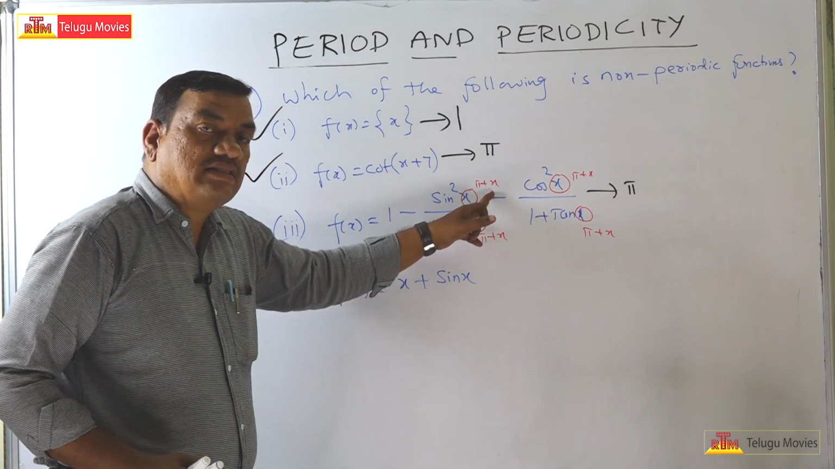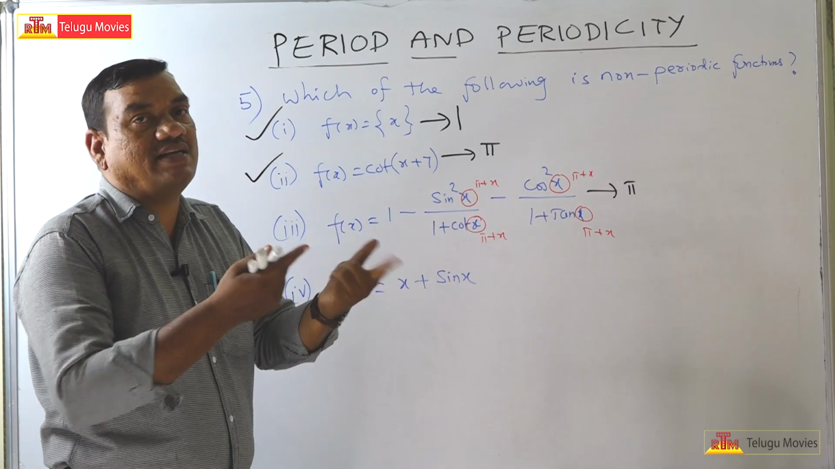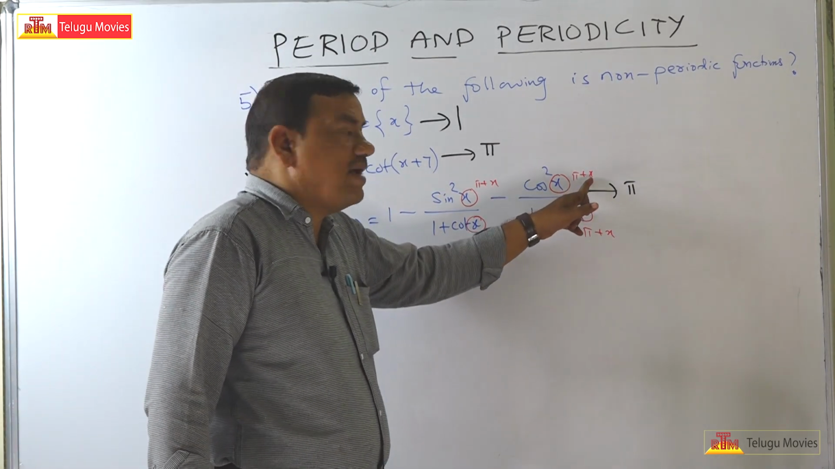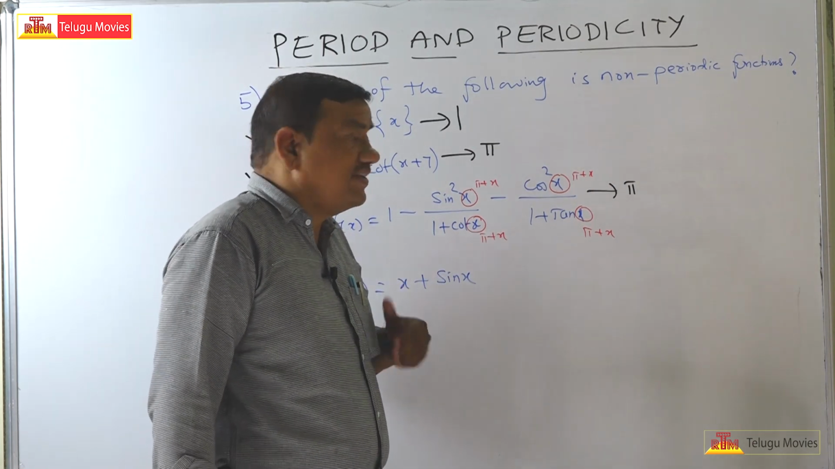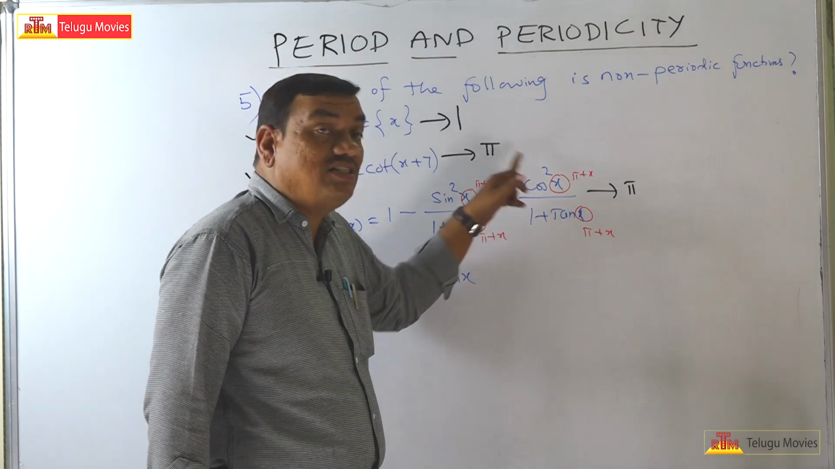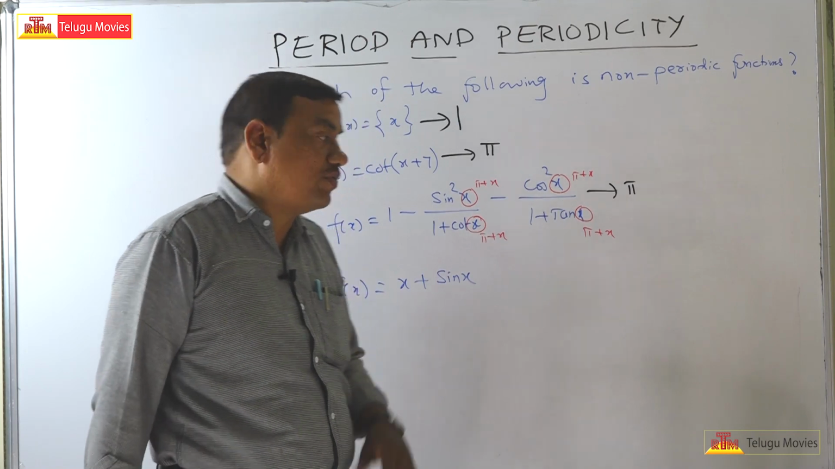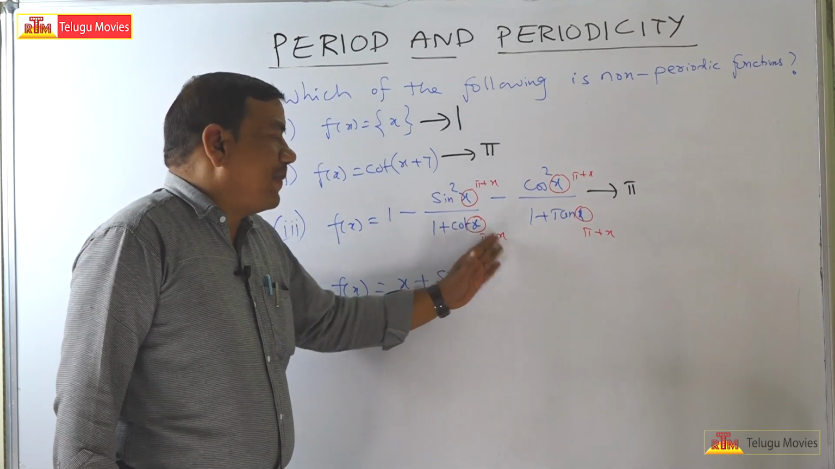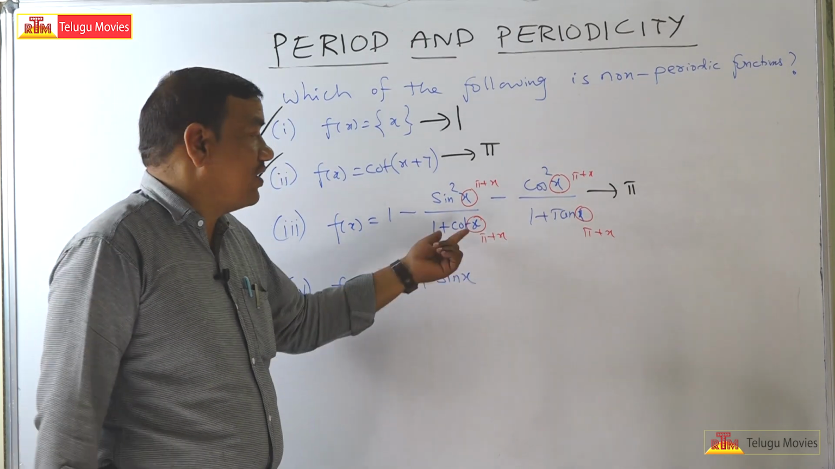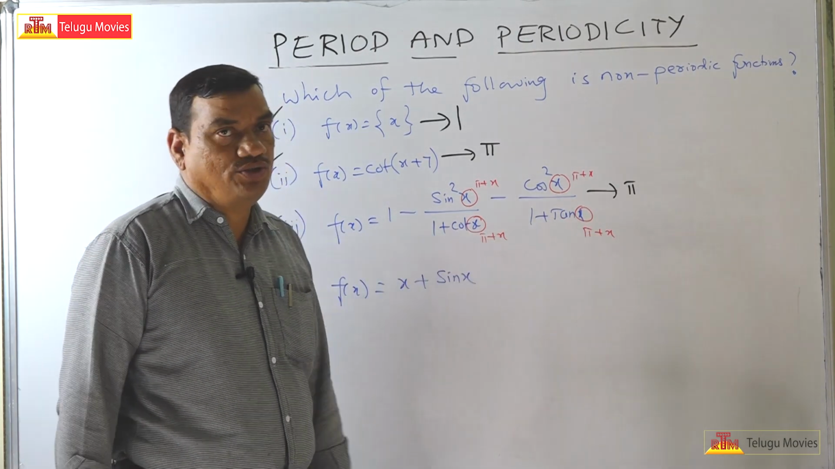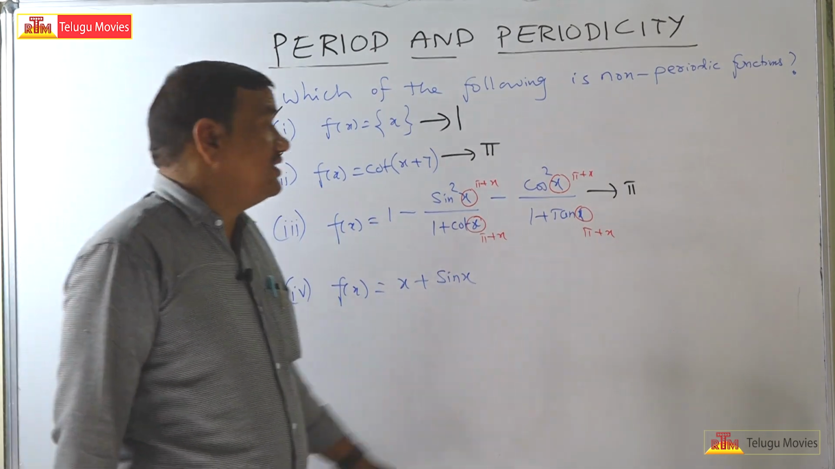Sin of pi plus x means minus sin x, but the square is there. That's why plus sin square x. Cos of pi plus x is minus cos x, because pi plus x is in the third quadrant, where cos is negative. But since the square is there, the negatives will go, and again it will become cos square only. Of course, tan of pi plus x is tan x and cot of pi plus x is cot x only, because in the third quadrant, cot and tan both are positive. Therefore, the least positive real number is pi.